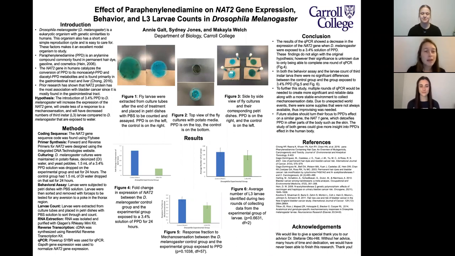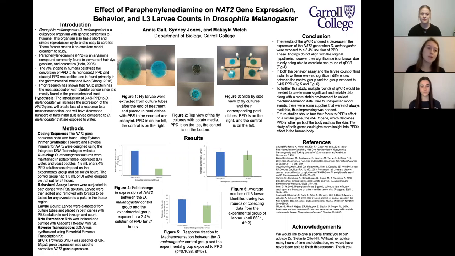Okay, so Drosophila melanogaster is the common fruit fly. It's a eukaryotic organism, and it's great for these types of studies as it has a short lifespan and also a simple reproduction cycle. The larvae are large enough that we can perform mechanosensation assays on, which is what we did in this study. We focus on paraphenylenediamine, which is commonly called PPD.